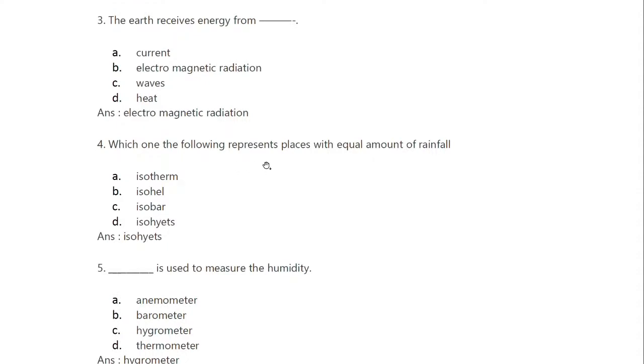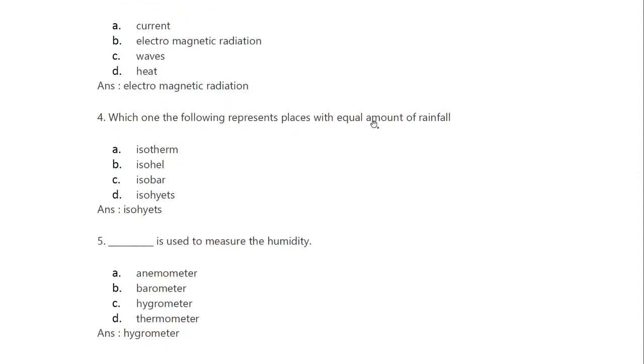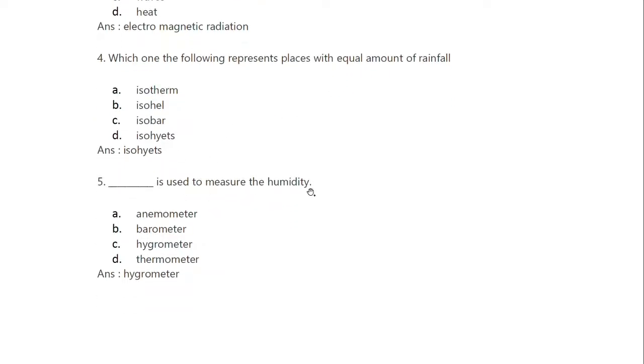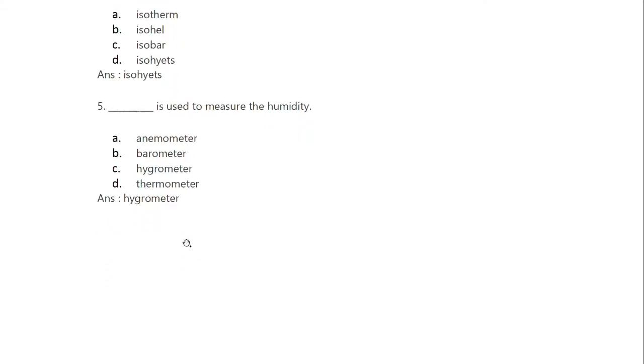Next, which one of the following represents places with equal amount of rainfall? So, equal amount of rainfall is the isohyets. Next, dash is used to measure the humidity. So, humidity is measured by the hygrometer. So, option C is the right answer.